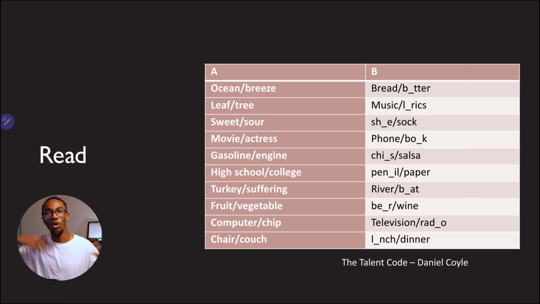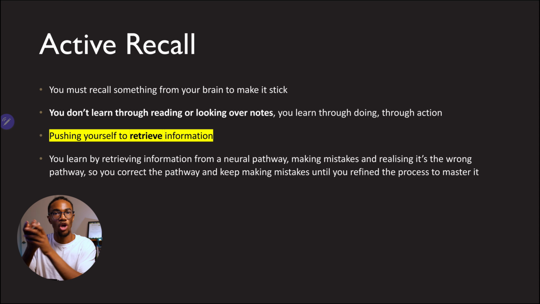Okay, so what is this method called that we use that we can read something like this and then piece it together? You've probably heard this term before. It's called active recall, right? So to make something stick, you must recall it from your brain. You don't learn from reading through your notes over and over again. You learn from recalling stuff.